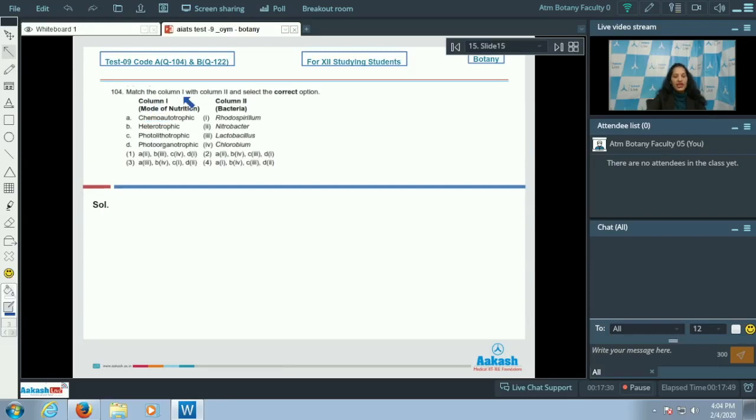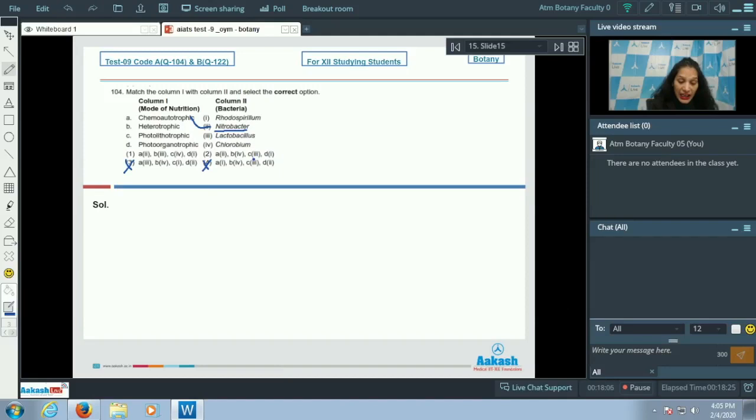Question number 104. Match the column 1 with column 2 and select the correct option. In column 1, mode of nutrition is given. In column 2, bacteria are given. Now, chemoautotrophic mode of nutrition is shown by Nitrobacter. So A matches with second. Nitrobacter is a chemoautotroph. It can synthesize its own food but with the help of chemical energy. So A matches with second. Option number 3 and 4 are ruled out.